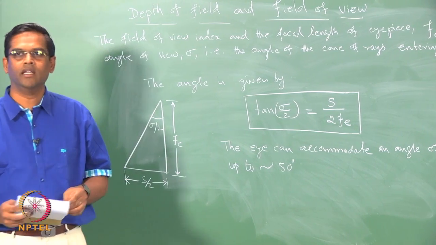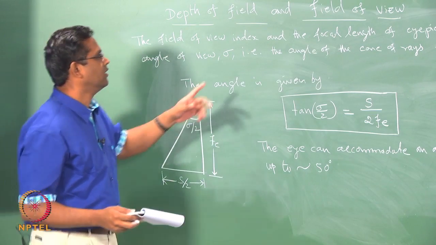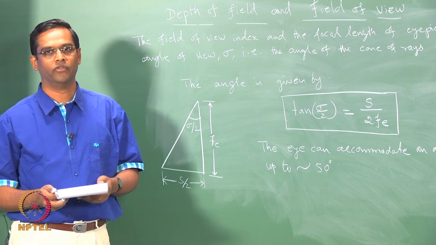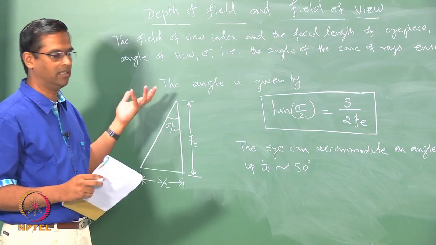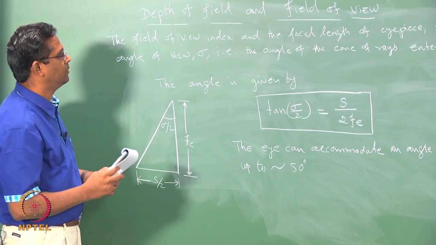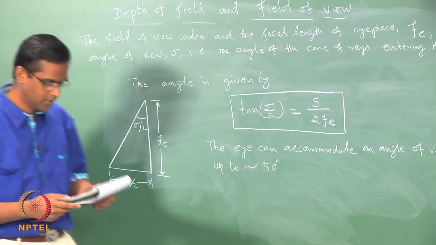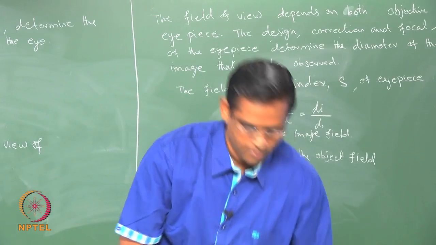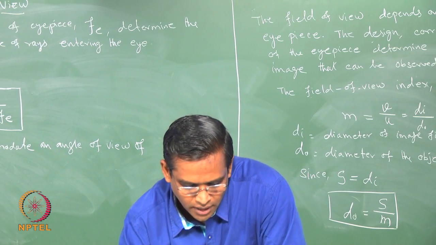So we just looked at the light grasping power of an objective lens, and similarly we were also interested in the field of view up to which you can see the object of interest, and that is determined by the eyepiece characteristics, that is the design, correction, focal length and so on. And then it can be considered through this formula. So that is another aspect of the field of view.